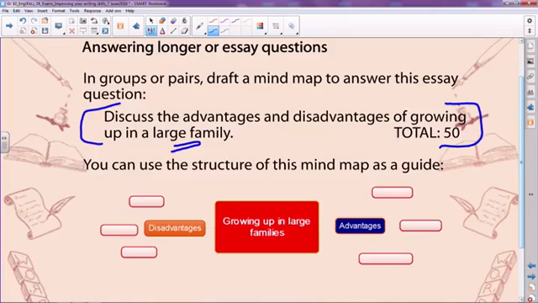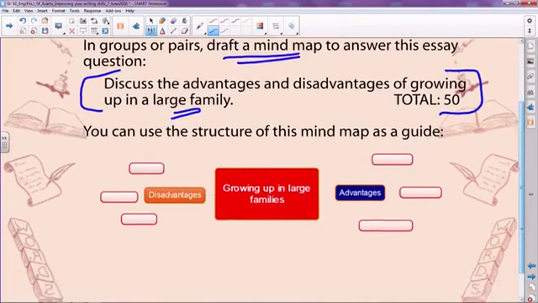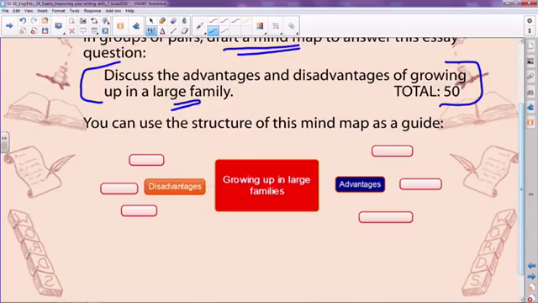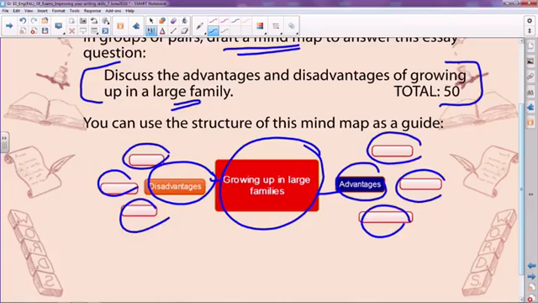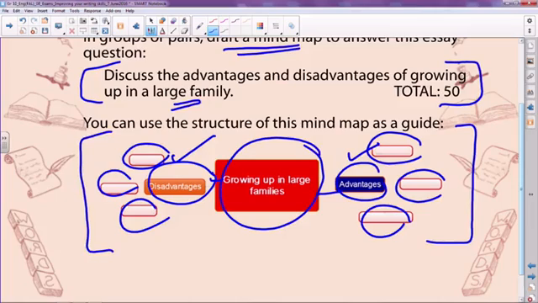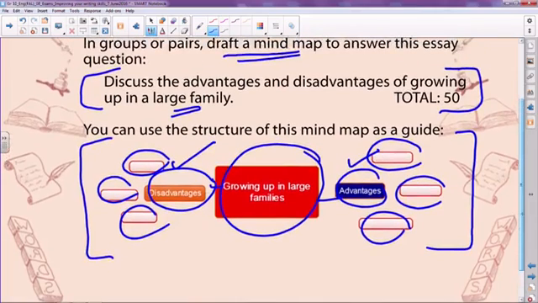I want you to draft the mind map or use another tool. As I said, if you feel more comfortable using another tool, draft the mind map, and this is the layout that I've given you. So your central idea is growing up in large families, and then here you can look at the advantages, and here you can look at the disadvantages, and in these circles, you can give specific examples of what's good and what's bad. So I'm going to give you 3 minutes to do that. It may be useful if you have a pen and paper, for you to just jot down some notes, and when we come back, I want to share the ideas with you. All right, so I'll see you back in 3 minutes.